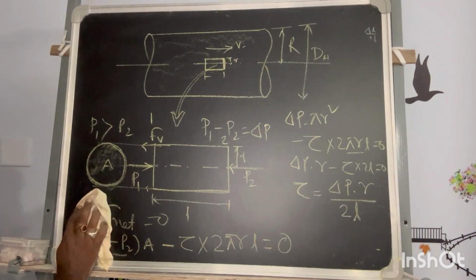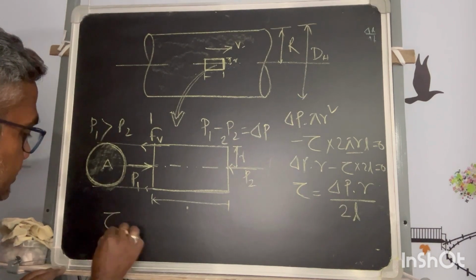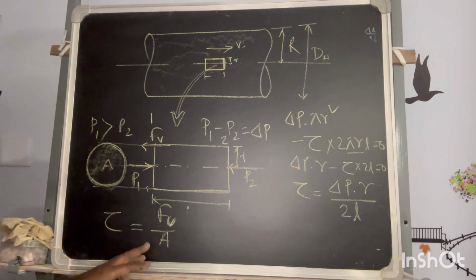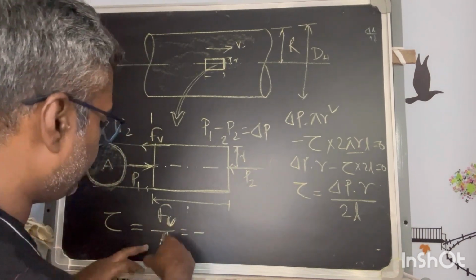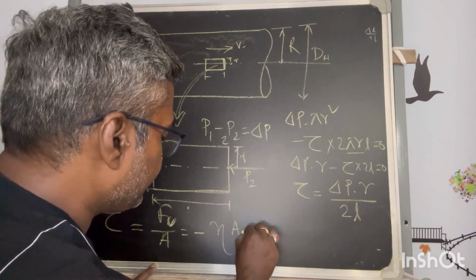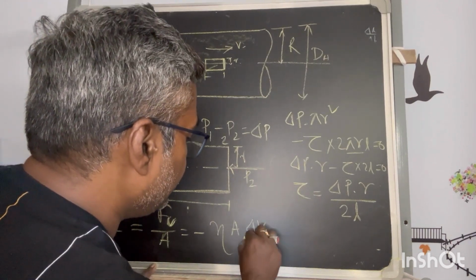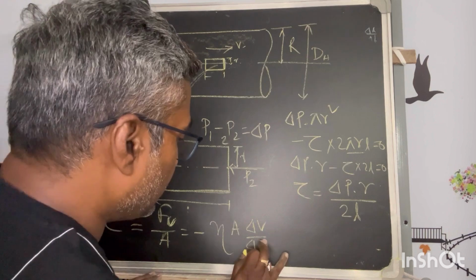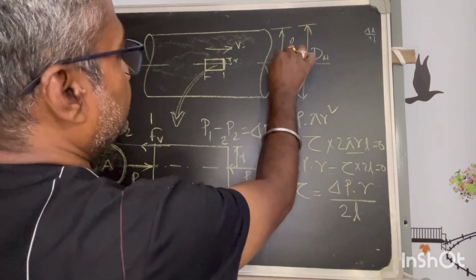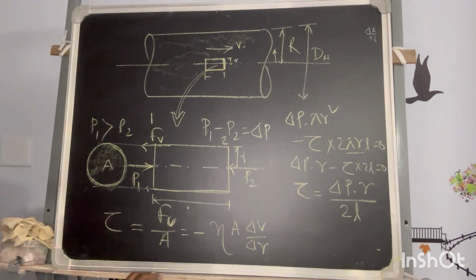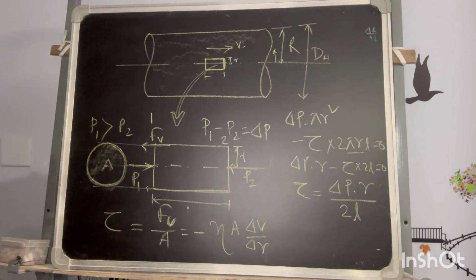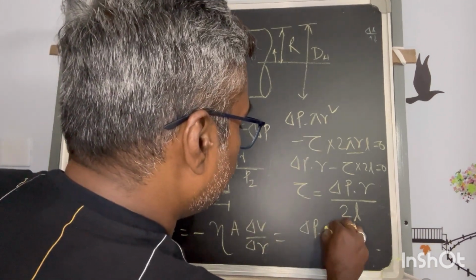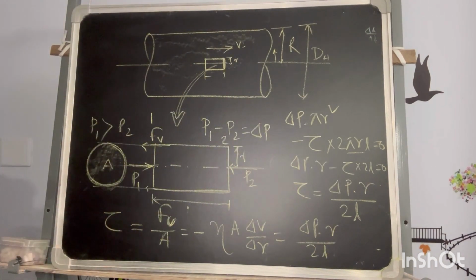Okay, now again the shearing stress, as I said, is Fv by A, isn't it? So that is equal to eta into delta v by delta y, or here as it is circular, y can be r, so you can take it as r. Now this is eta times delta v by delta r, and we can equate both. So this is equal to delta P into r by 2L.